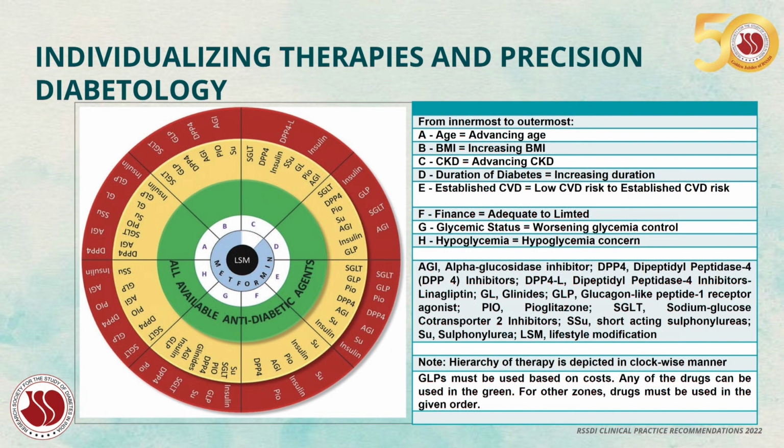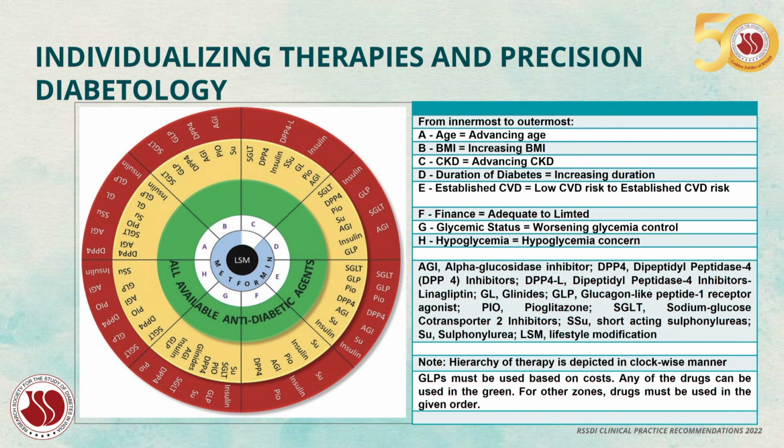And this approach is put up very nicely into this wheel, what we call the therapeutic wheel, and you will see various sections here. Each section denotes one of the considerations. A is for age, B is for body mass index, C is for the renal function, D is for duration of diabetes, then established cardiovascular disease, financial concerns, the glycemic status, and the hypoglycemia concern.